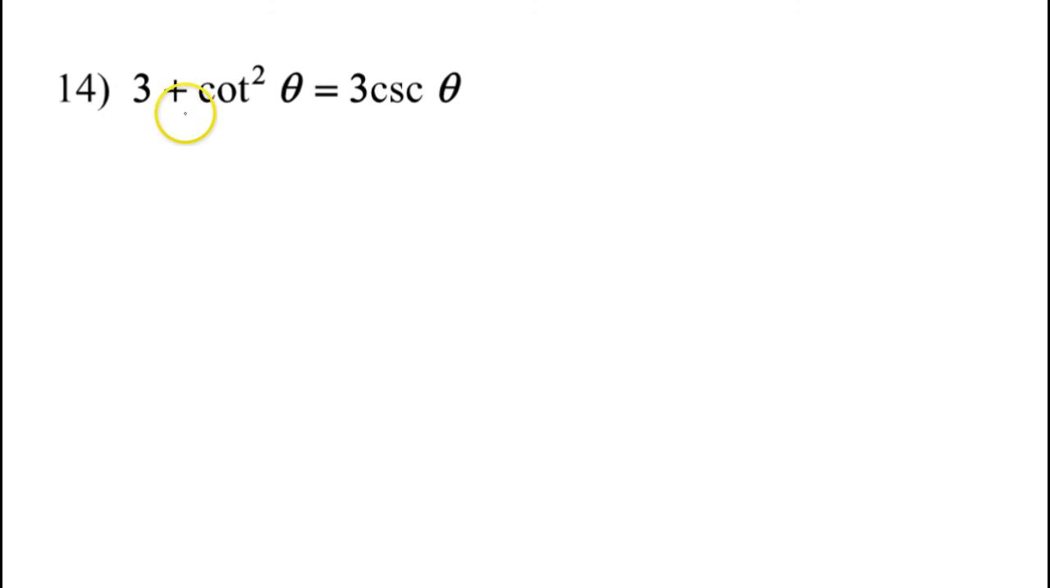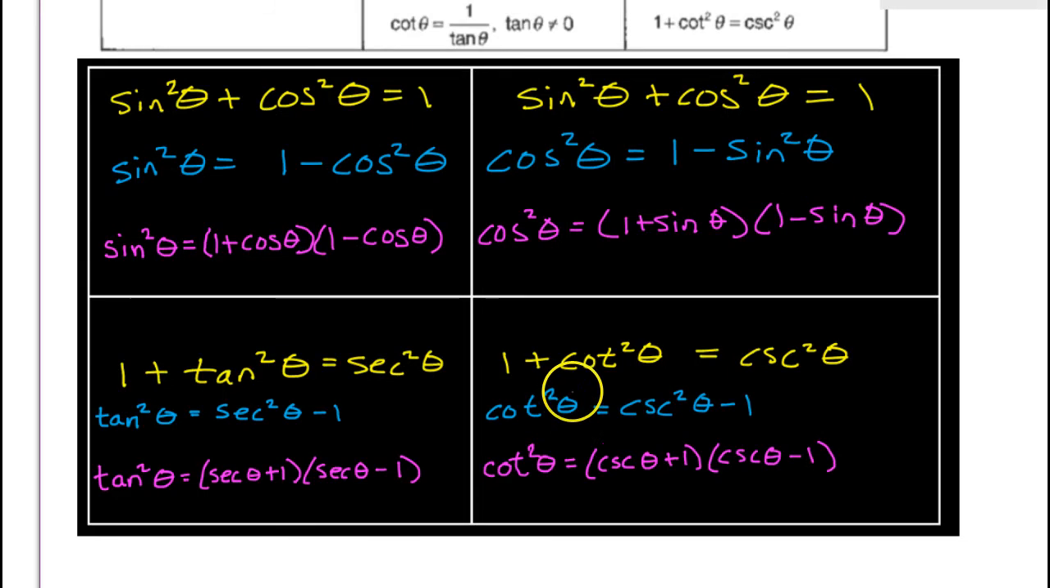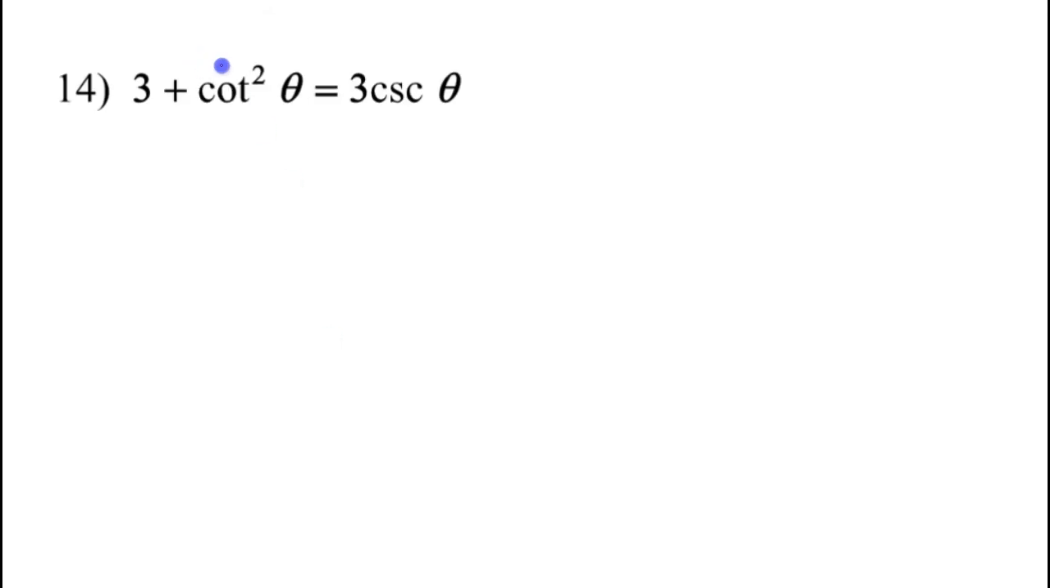Now, one thing that I don't like about number 14 is that it has two different types of trig function in it, cotangent and cosecant. I'm looking at you, cotangent squared. That is going to be on my identity chart somewhere. And here it is in blue. Cotangent squared is equal to cosecant squared minus 1. So let's do that substitution.